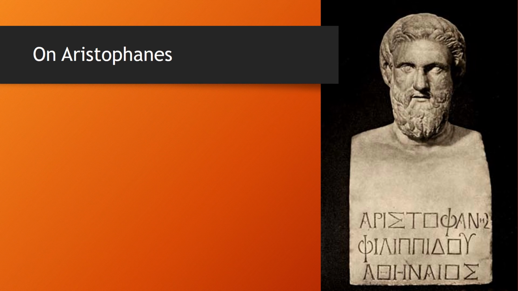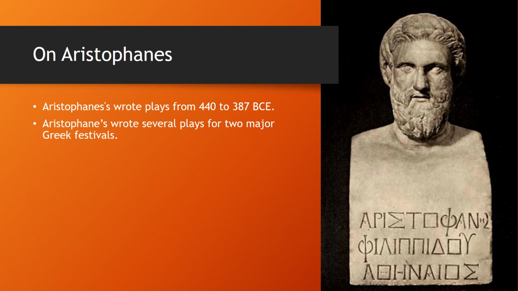Now, on Aristophanes. Aristophanes wrote plays from 440 to 387 BC. This is an estimated time as we're not exactly sure when he was around, but we can date the plays back to around this time frame.